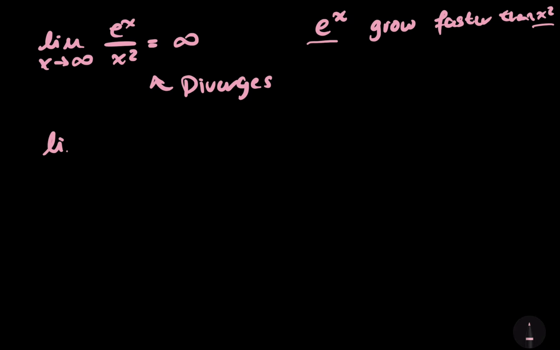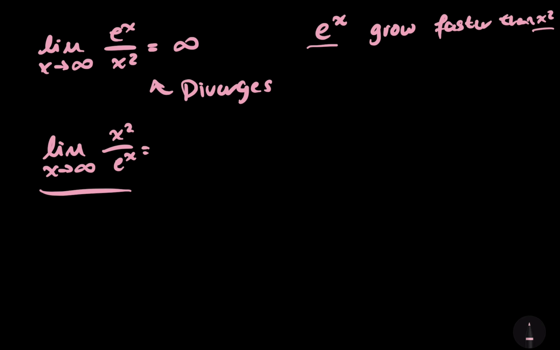And if we were to take the limit as x approaches infinity of the reciprocal of this, let's say x squared over e to the x, then it turns out that this one will actually converge. And the way that we can think about its convergence is, again, we have x squared and e to the x. These are both going to diverge as x approaches infinity. However, x squared is going to grow significantly slower than e to the x as x approaches infinity.